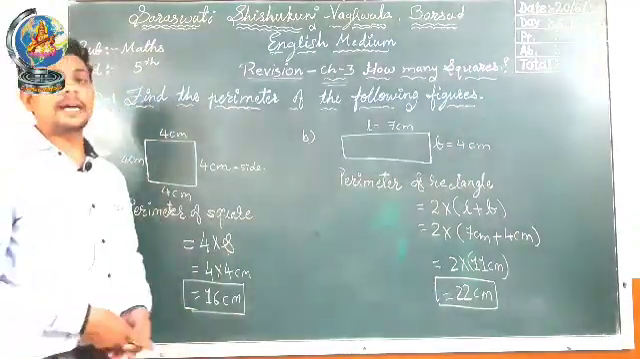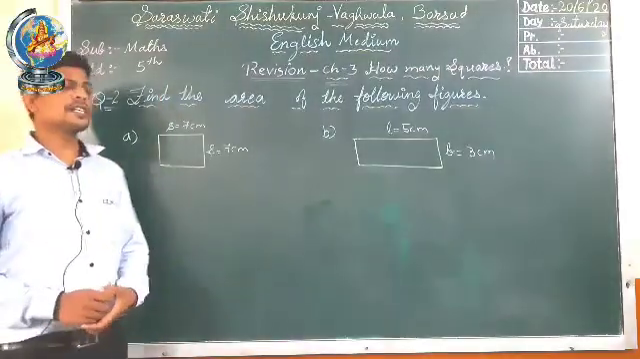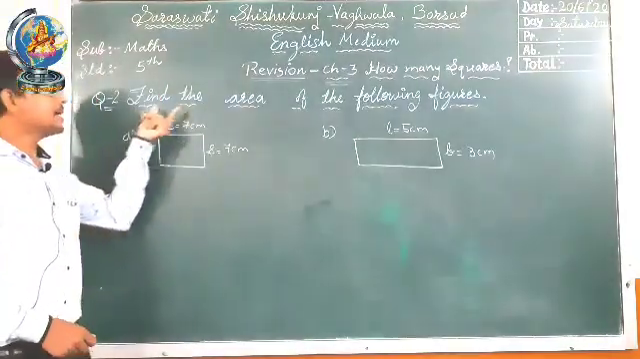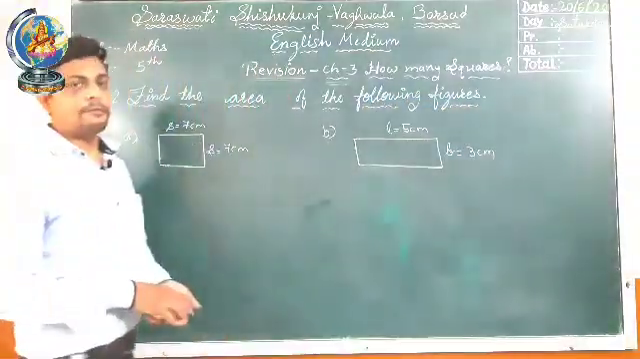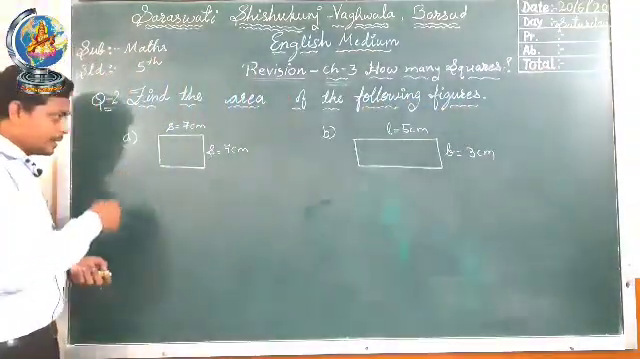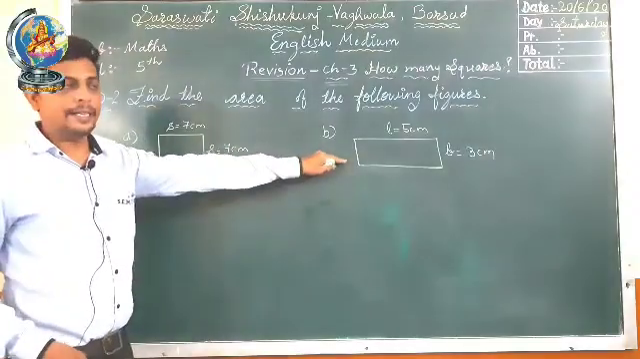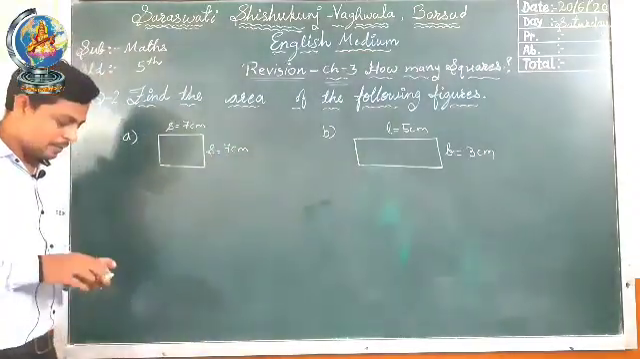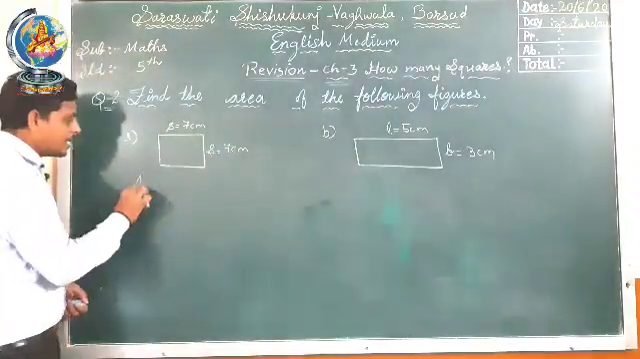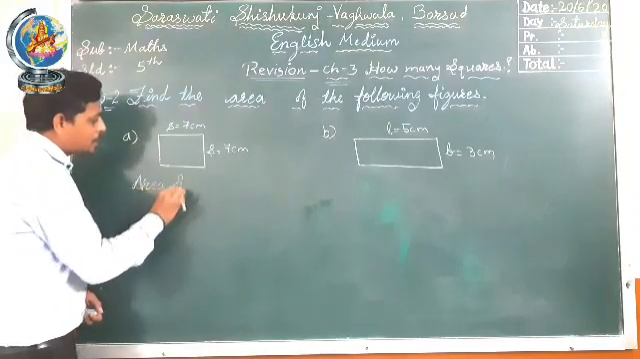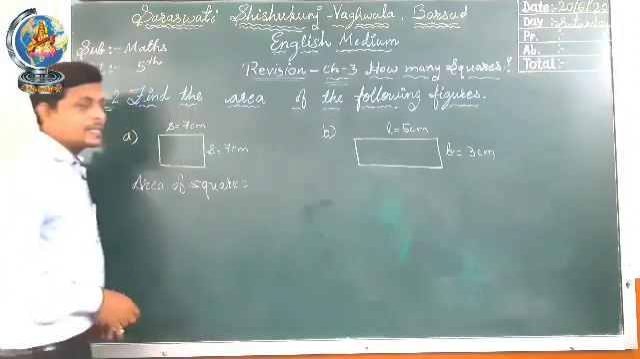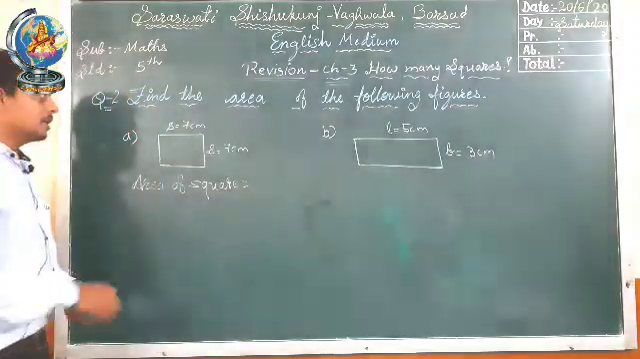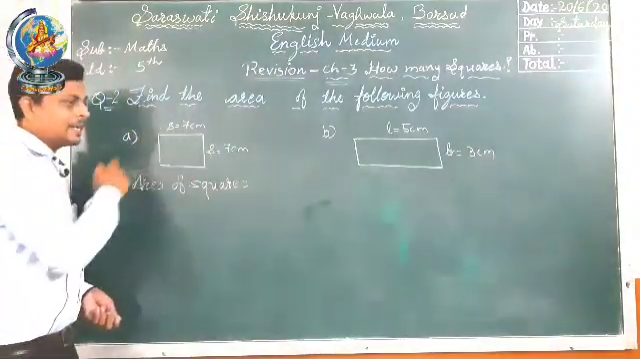Now, we will move to the next question. Now, question number 2 is find the area of the following figure. Here, I have written 2 questions already. We will solve one by one. So, area of square. What is the formula for finding the area of a square? Yes, side multiplied by side.